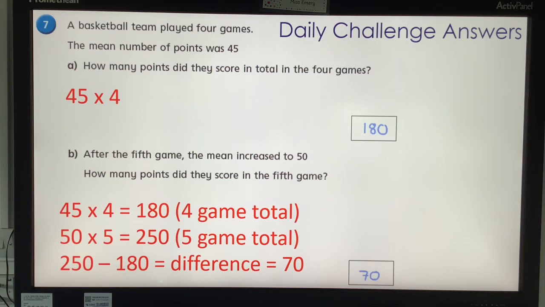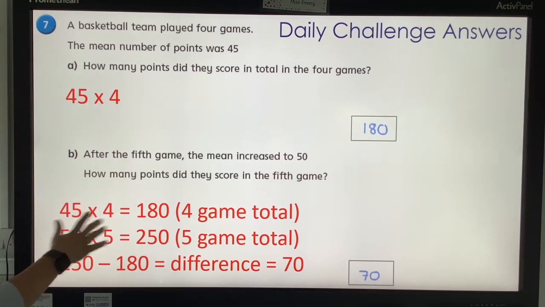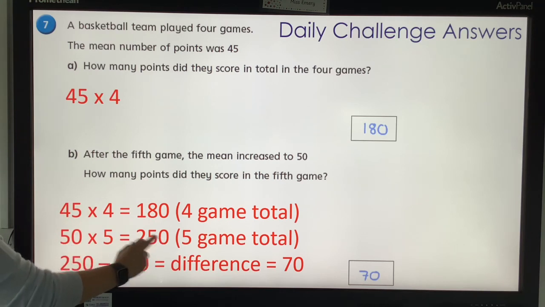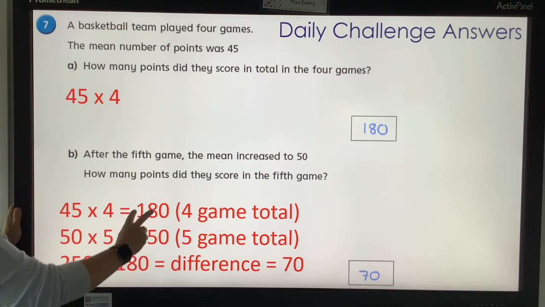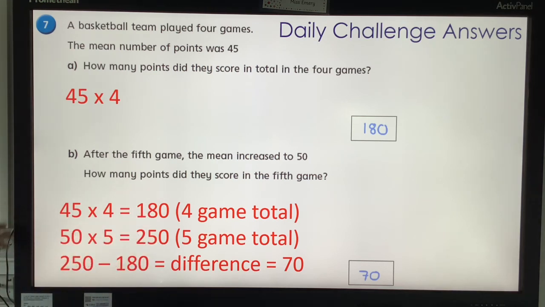Then it says, after the 5th game, the mean increased to 50. So the first thing to do is to work out the total altogether after that 5th game. So we know our total altogether after 4 games. If I then do our new mean, 50, times 5, because we've now played 5 games, that gives me 250. So 250 points were scored after 5 games. 180 points were scored after 4 games. This allows us to find the difference between the 2 games. And the difference between the 2 games is how many were scored in that 5th game.